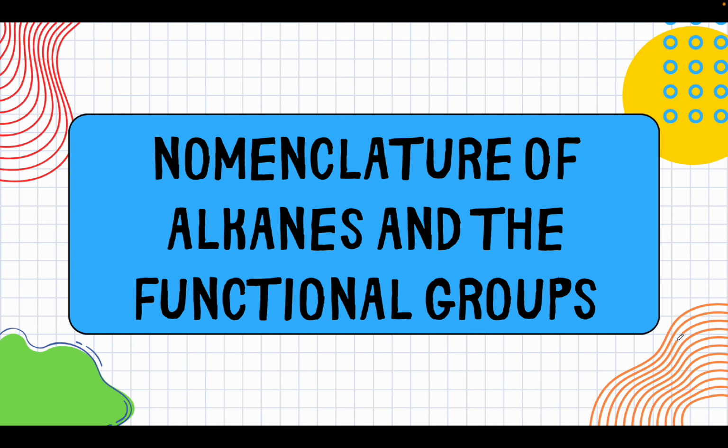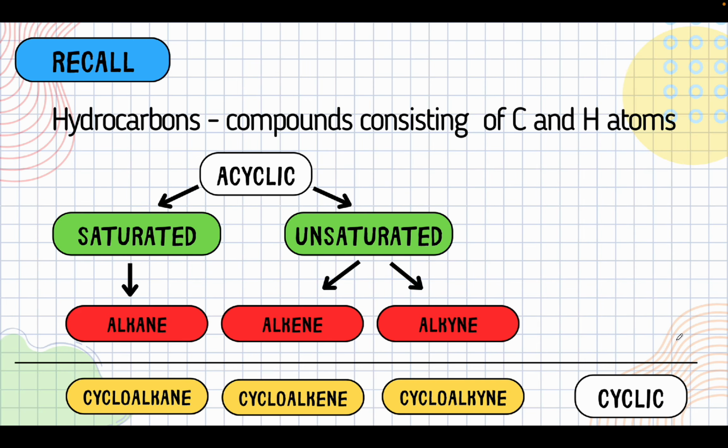In this part of the video, we're going to learn how to name and draw alkanes and cycloalkanes. Now recall that hydrocarbons are compounds consisting of carbon and hydrogen atoms, and we have two classifications, acyclic and cyclic hydrocarbons. When we say acyclic, these are linear or branched chains, meaning they are open, right? When we say cyclic, these are organic compounds that have rings or closed structures.